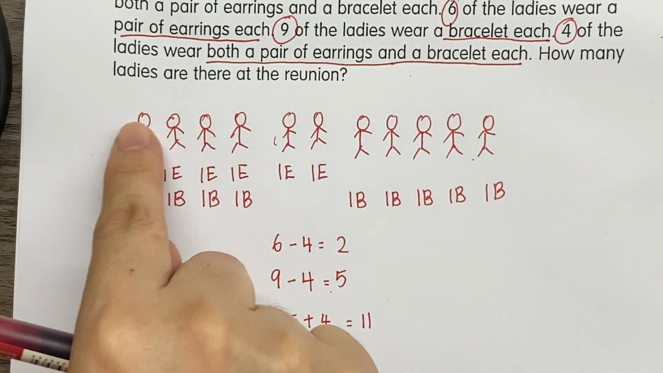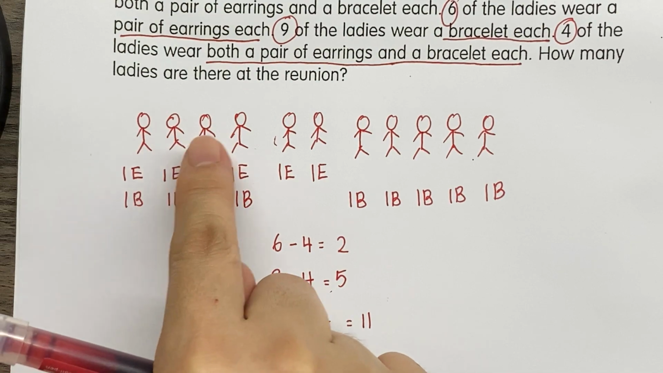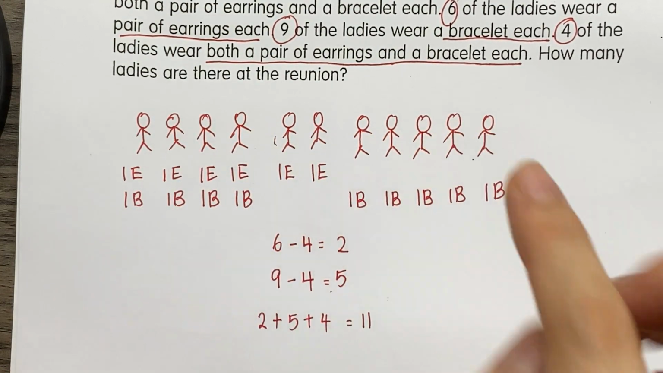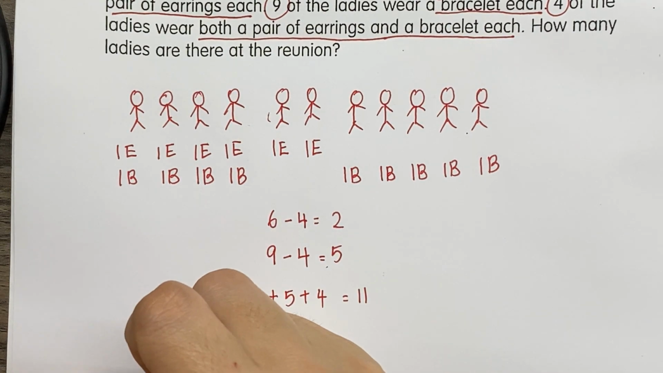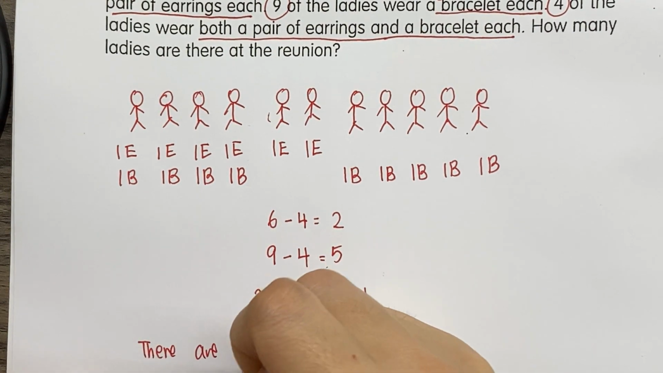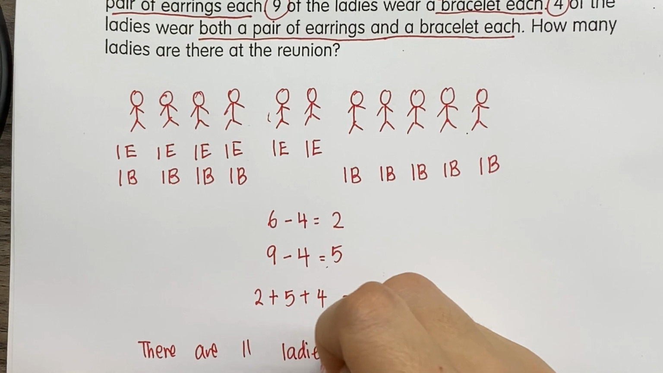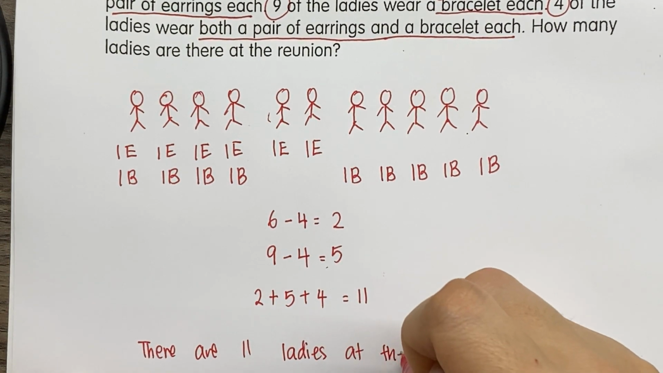So now, I'm going to do a count of my diagram. 1, 2, 3, 4, 5, 6, 7, 8, 9, 10, 11. So my answer is right. I'm going to write the statement. There are 11 ladies at the reunion.